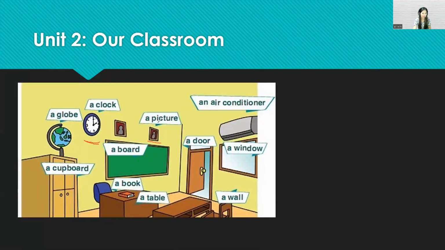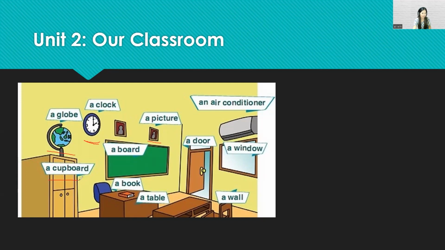Picture. So this one, what is this? Clock. This is a clock. Okay, next one. What is this?